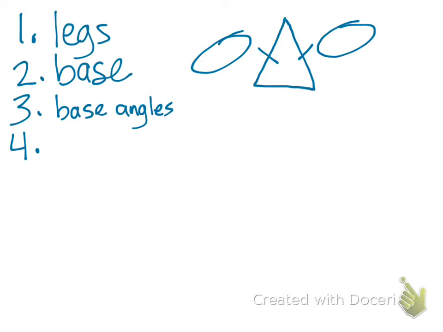Number 4, if 2 sides of a triangle are congruent, then the angles opposite them are equal or congruent. Good. And then this next one comes from the converse. If 2 angles of a triangle are congruent, then the sides opposite them are equal. What's another word for equal? Congruent. Good. That's also congruent.